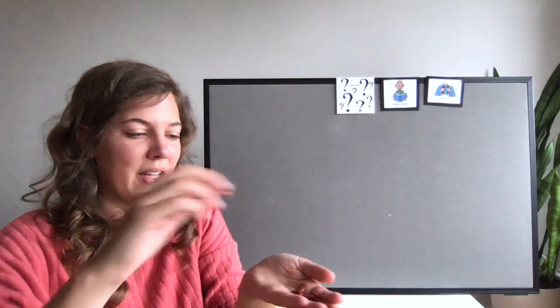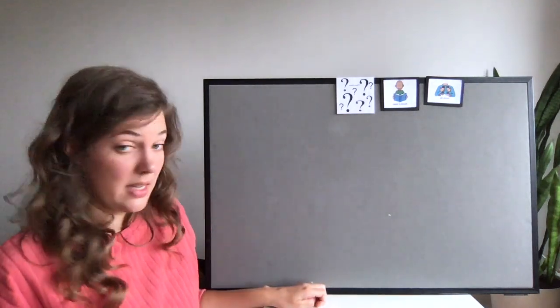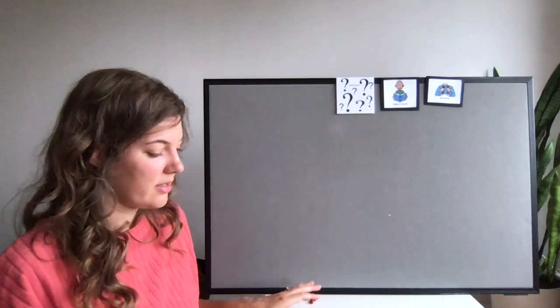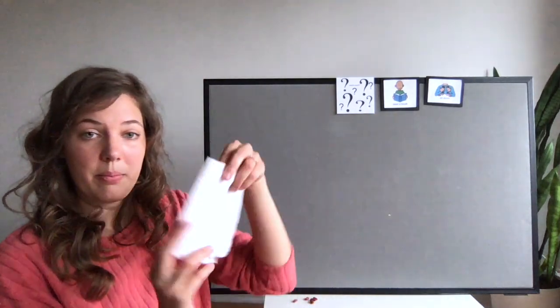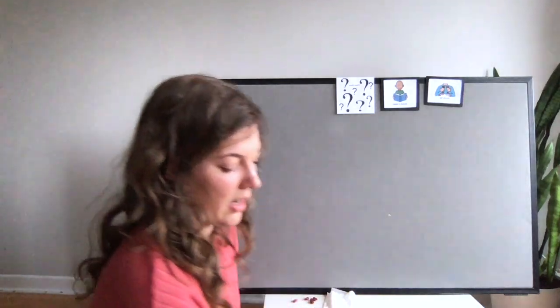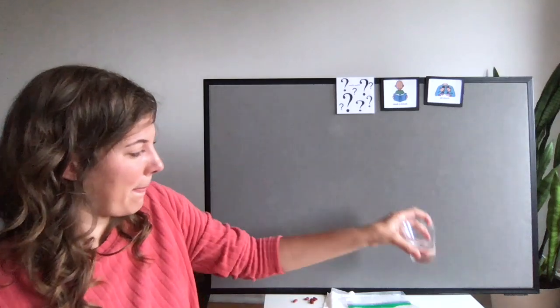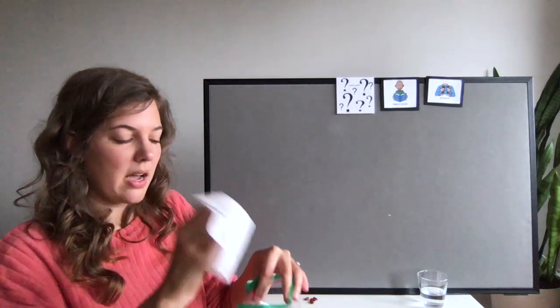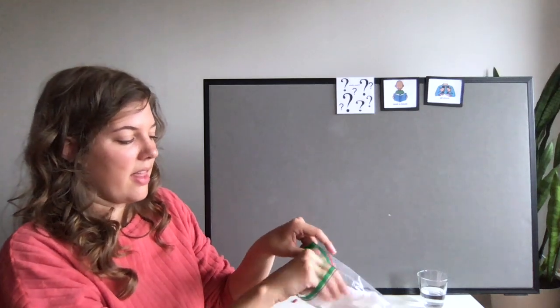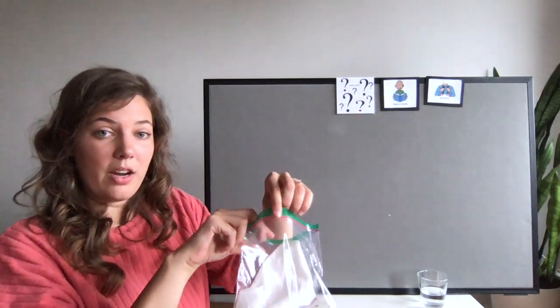They're small. To plant our beans, we're going to need some seeds. There's our seeds. We're going to need some paper towel. And we're going to need a bag and some water. Let's try planting our seeds together. First, we're going to open our bag and put the paper towel inside. Let's put it in. And then we're going to put in our beans.